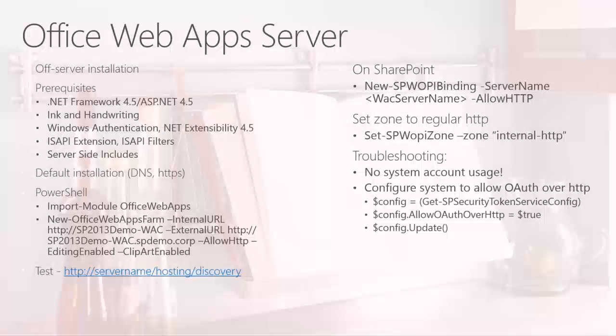The prerequisites are poorly documented, but the key thing you have to be prepared for is that this is a PowerShell intensive process. First, we have to install the tool, and the installation is one of these blind installations. It comes up and there's no signal that anything's been run. You use PowerShell to import the module, create a new farm over on those Office Web Apps servers. Then test it. Wherever you've installed it, if you've applied server name/hosting discovery as a URL, it should return something back to you.